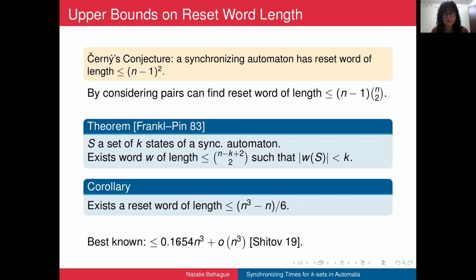So the best known bound, which took quite a lot of work, with different papers contributing to this, is 0.1654 n cubed, whereas obviously 1 over 6 is 0.166 n cubed. So very, very small improvement, especially given that the actual conjecture is that it's more like n squared and not like n cubed at all. Okay, so that's the state of the art of Černý's conjecture. Hopefully that's convinced you that it seems quite simple, but actually turns out to be very difficult to prove anything about.